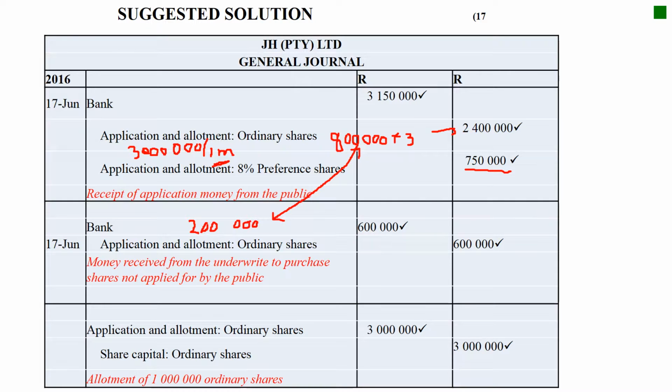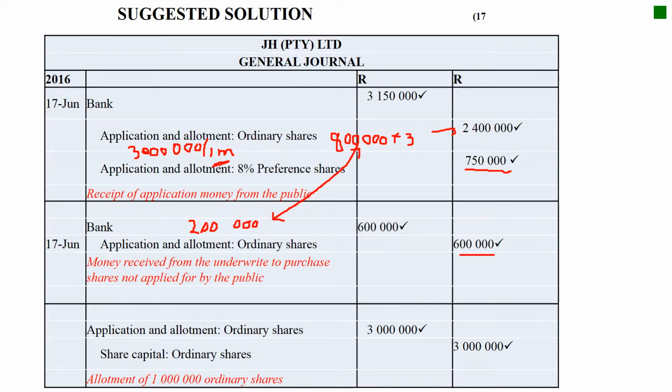So our bank will receive 600,000, and we also credit the ordinary shares application and allotment account, the same as we did with the money that we received from the public.